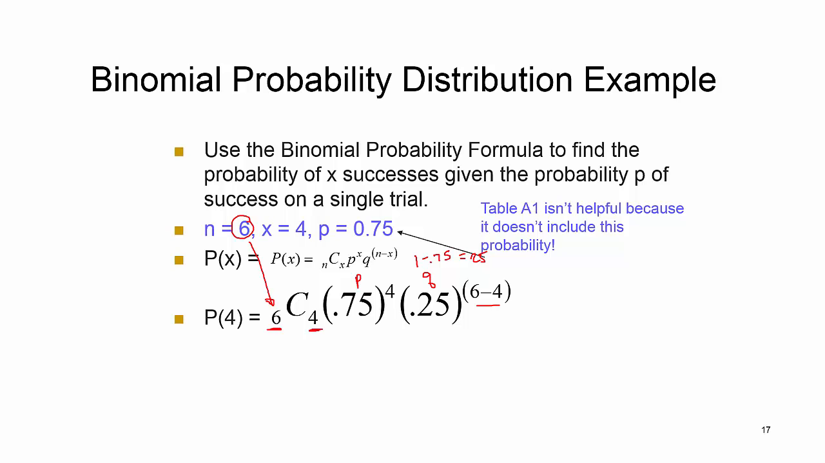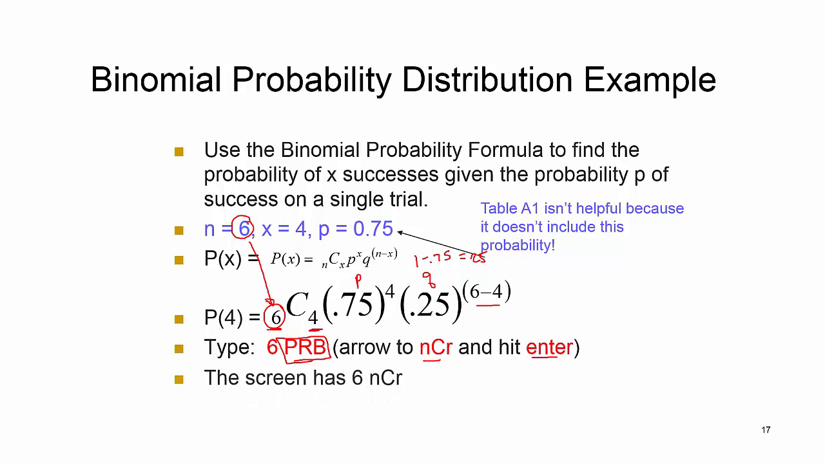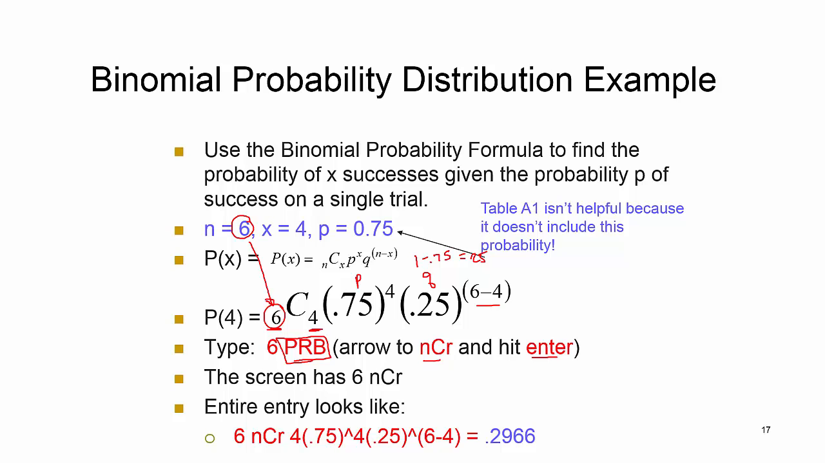So in your calculator, most of them you're going to start with typing the left side number of your C. So 6, and then you hit your probability button if that's the type of function key that you have. So 6, probability, arrow to nCr, and hit enter. So right now the screen says 6 nCr. So now you're going to finish it, and you're going to type 4, parentheses, 0.75 to the 4th, parentheses, 0.25 to the 6 minus 4. Notice the use of parentheses here for that power. And this is the value that you should get.